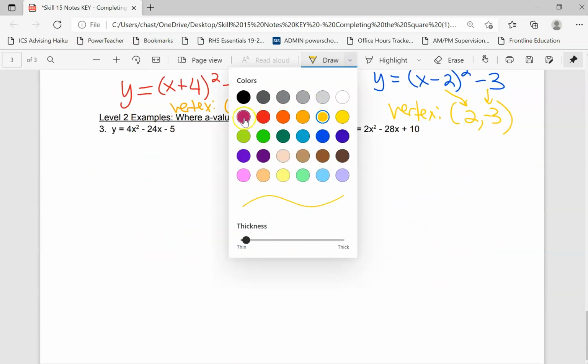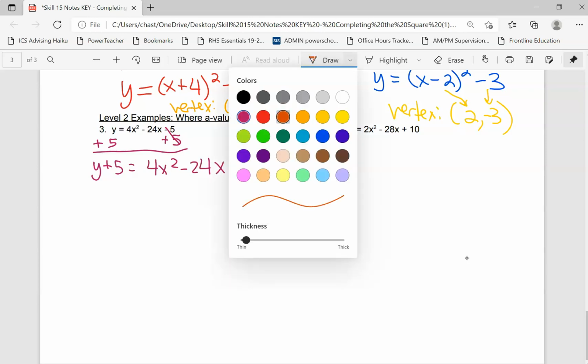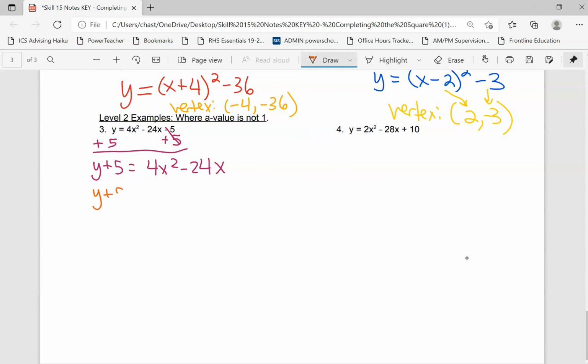Let's try a couple examples where we have an a value that is different from 1. So if I do this, I'm still going to move the constant to the other side. I get y plus 5 equals 4x squared minus 24x. I want to now factor out that 4. And I know you might be thinking, we can factor out 4x. I don't want to factor out the x right now. I don't want to factor it out at all, actually. And now we're going to do our completing the square.